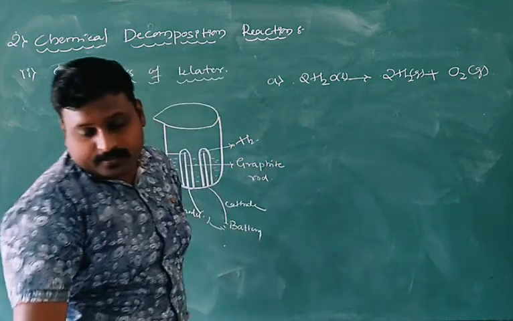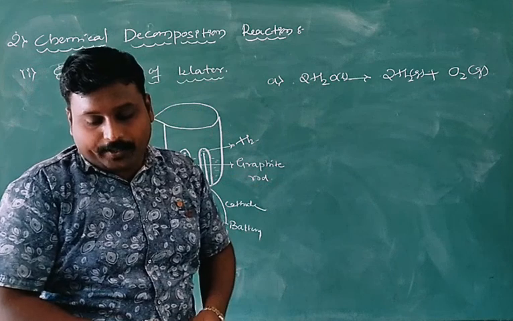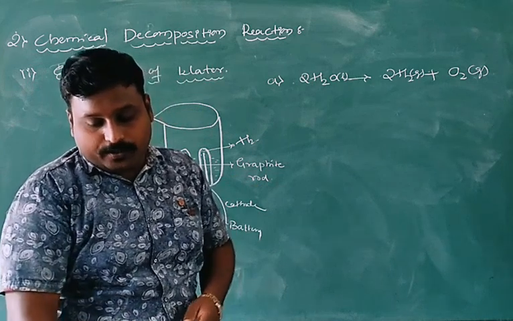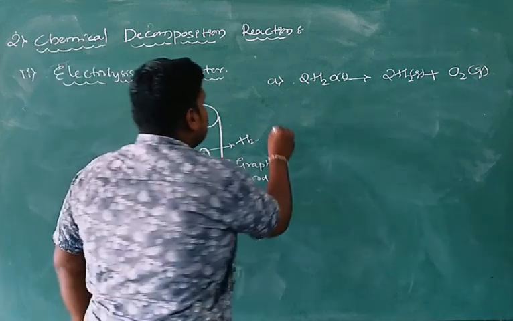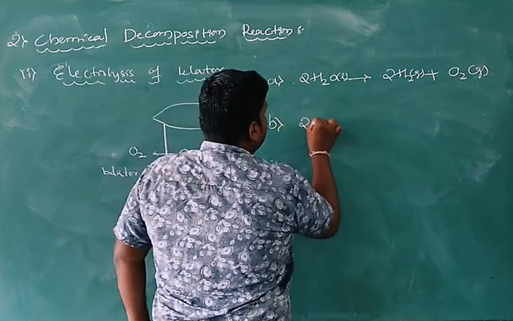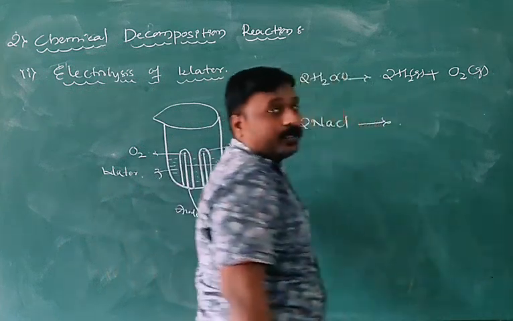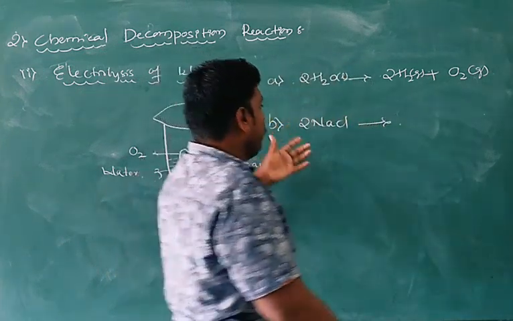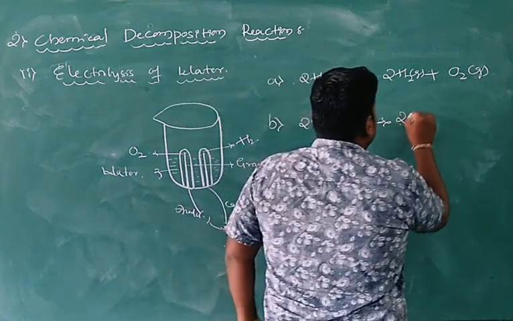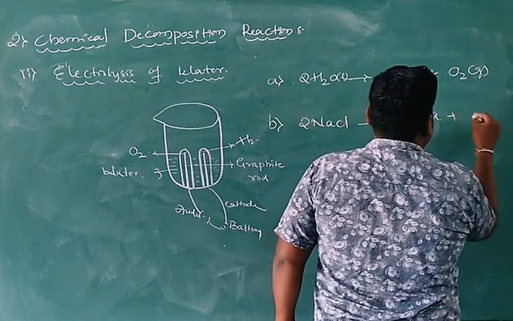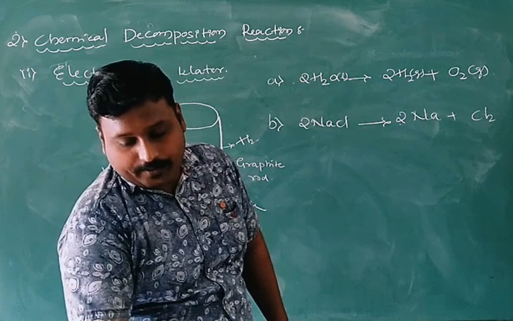That was the decomposition of water. Second, when electric current is passed through molten sodium chloride, it decomposes to give sodium metal and chlorine gas. Clear, my dear students?